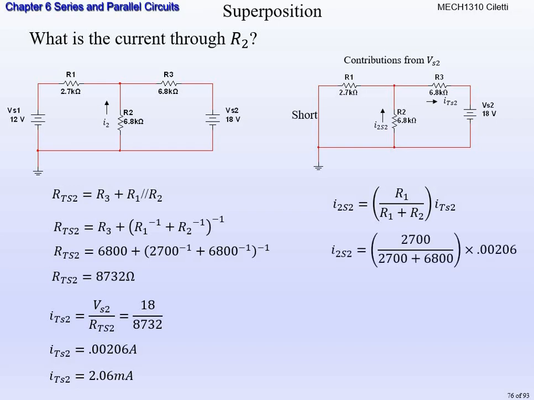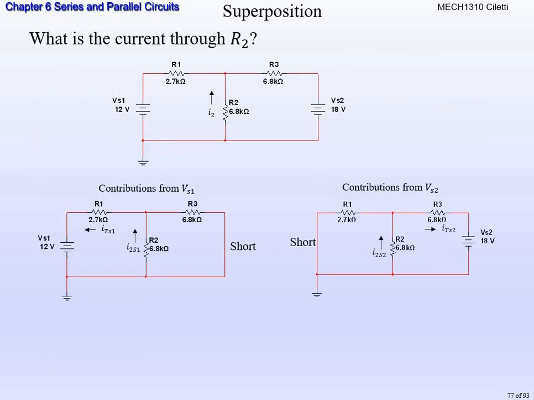So it's going to be 2,700 divided by 2,700 plus 6,800, times 0.00206. So we get 0.000585 amps for I2 from the source 2 contribution, or 585 microamps. So source 2, which is 18 volts, is contributing 585 microamps to I2. We're not quite done. We have the current through I2 contributed from each source.